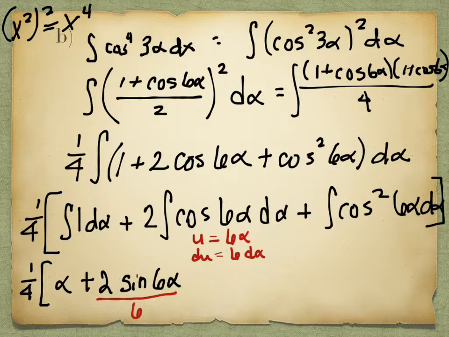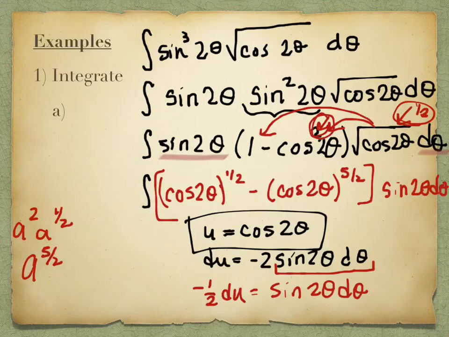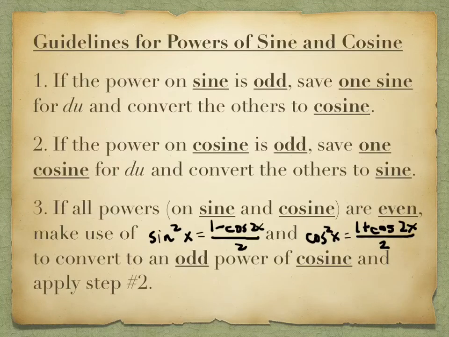Okay, are we all with me? We're all good? All right, now I still need to do this last piece. And in order to do this last piece, I need to change this expression so that it doesn't have a power of 2. Which means I'm going to employ part 3, guideline number 3, again.